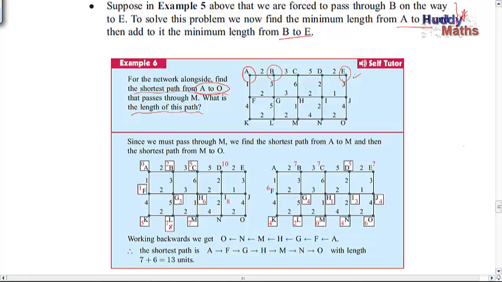So we're going from A, so it's not on here at all. We're going from A to O, and we've got to pass through M down there. Okay, so let's look at the method. We find the shortest path from A to M. So we're going to do a mini problem in this section here.